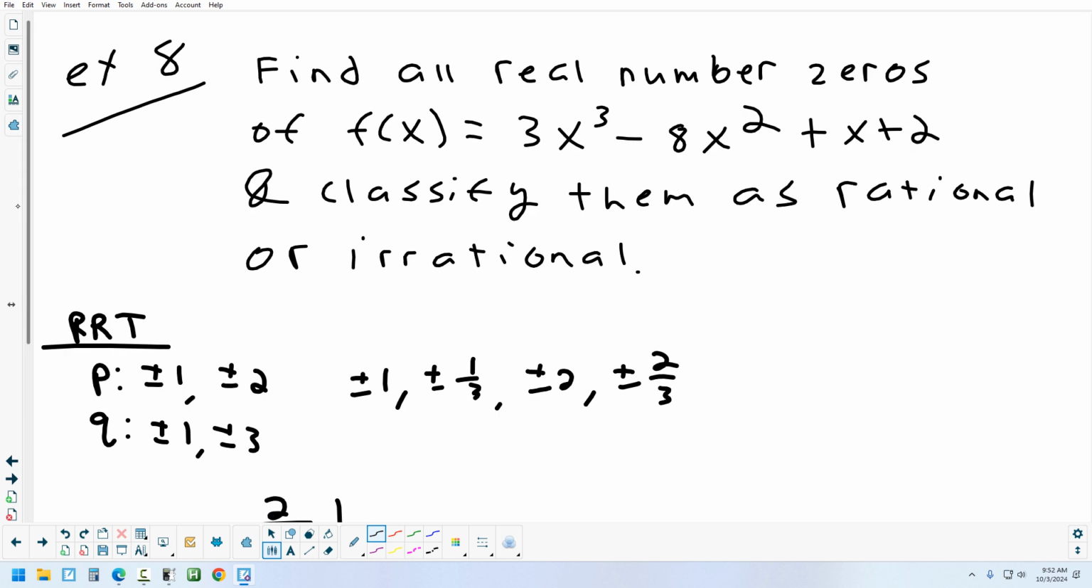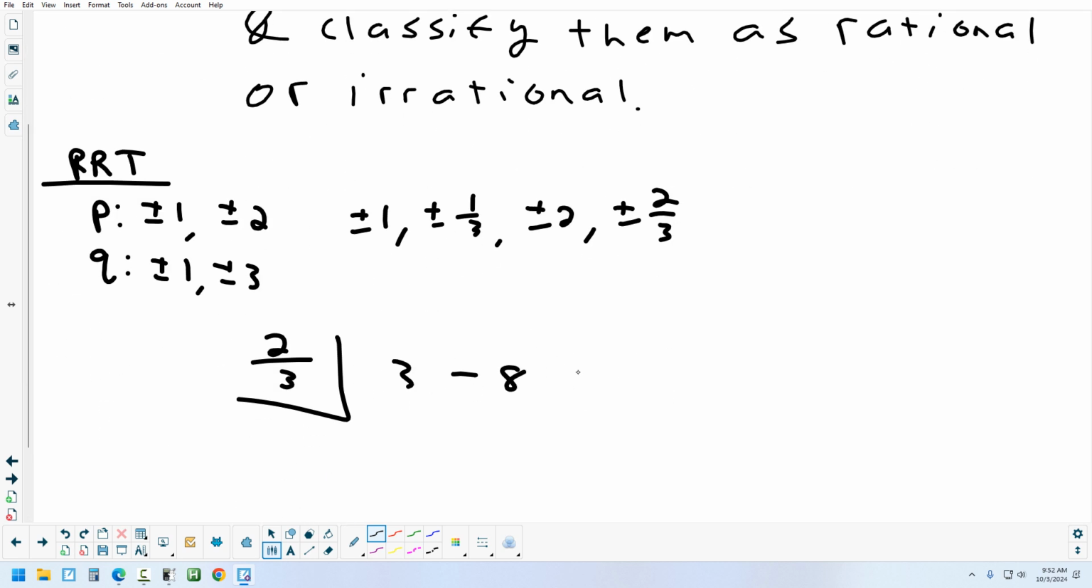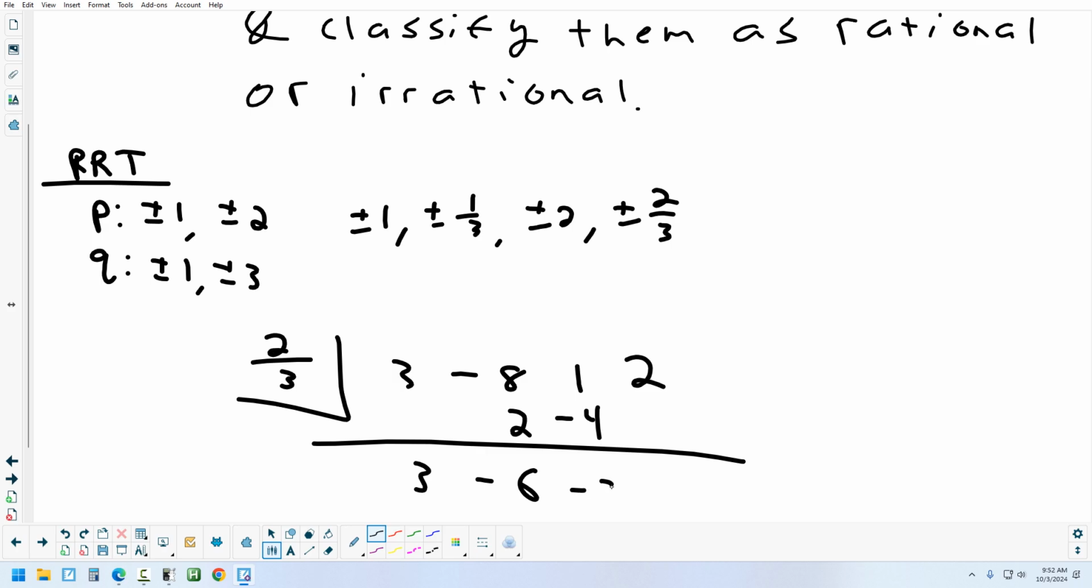Yep. Okay, so let's divide through by 2/3. We've got 3, -8, 1, 2. Bring that down, multiply. -8 plus 2 is -6. What's 2/3 of -6? -4. Add that up. That's going to give me -3. And what's 2/3 times -3? -2. Remainder of 0. Okay, so 2/3 is a root. And that is rational.